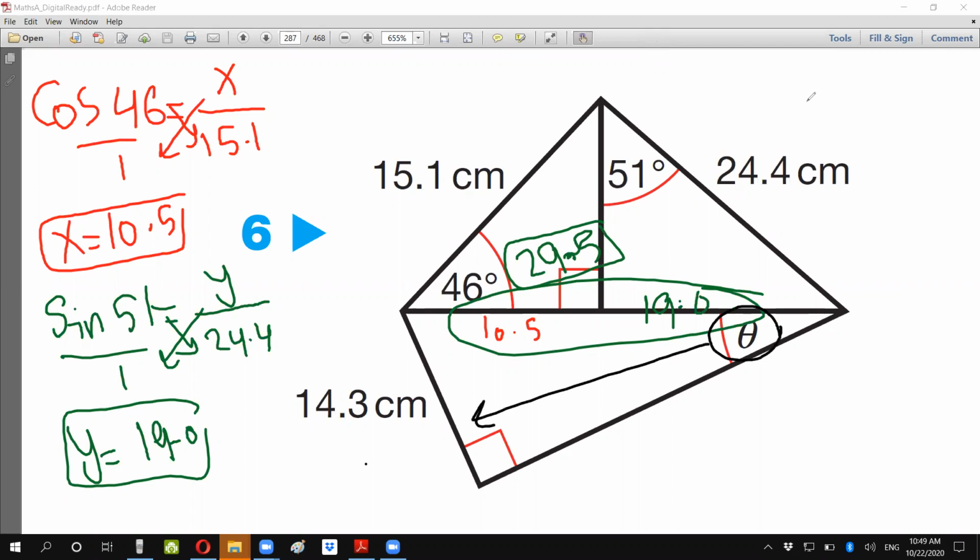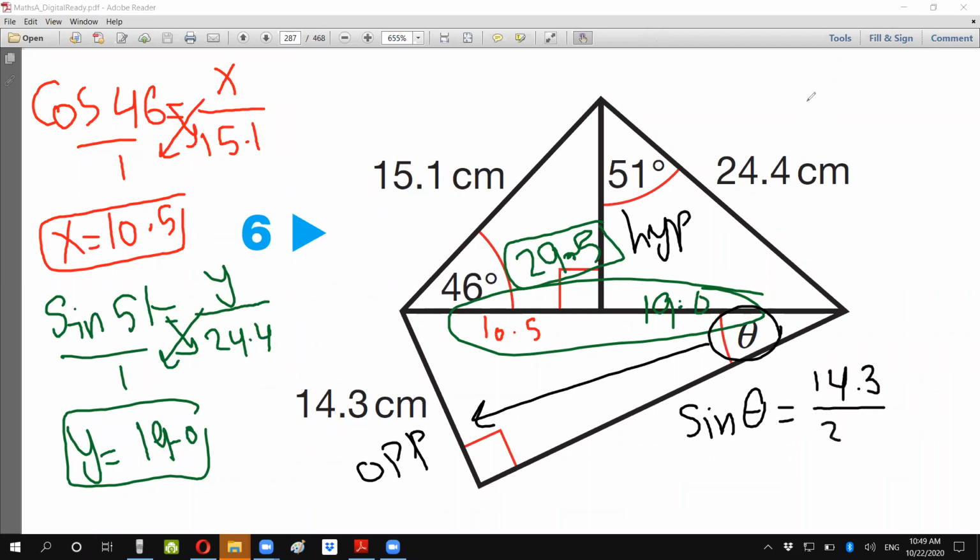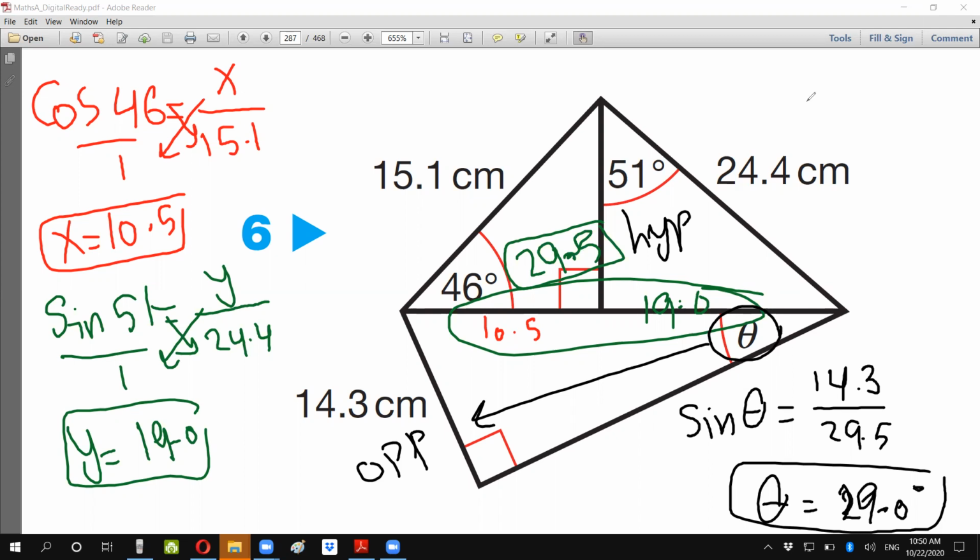From angle theta I have opposite and hypotenuse, so sine. Sine theta is equal to 14.3 out of 29.5. The angle theta is what? Shift sine. It is 28.99, so 29.0 degrees.